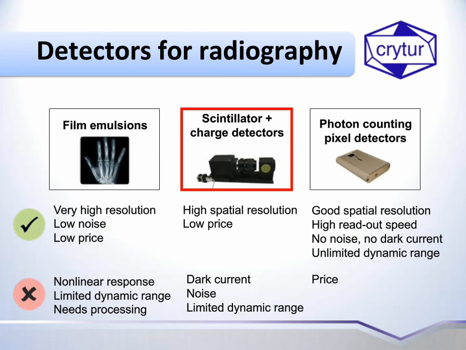And this would provide high spatial resolution, also for low price, but some disadvantages would be dark current and noise and limited dynamic range. The third option would be photon counter detectors, which also Kritur has in stock. He's interested in new technologies, so scintillators and photon counting are the future.